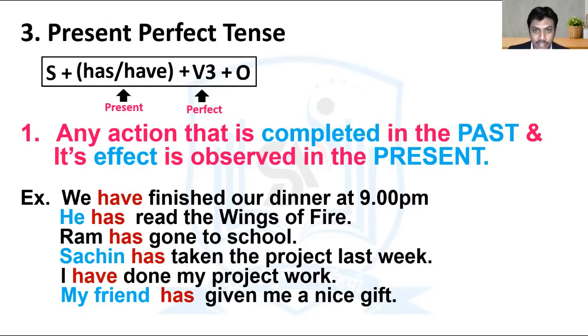Ram has gone to school. That's why he's not here. Sachin has taken the project last week. That's why we cannot assign the project to Sachin, as he already has the project. So Sachin is occupied now. We cannot assign the project to him. I have done my project work. So you can assign the project to me. My friend has given me a nice gift, and I still have that feeling that my friend has given me a nice gift. This is about understanding present perfect tense.